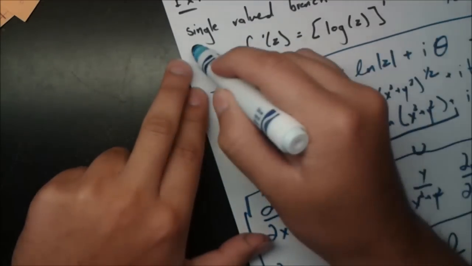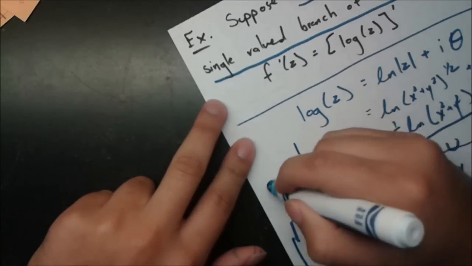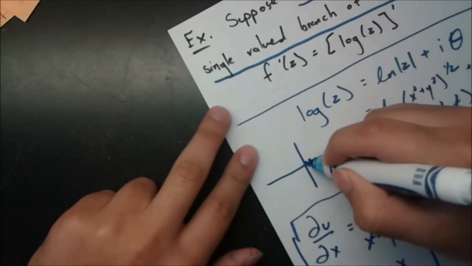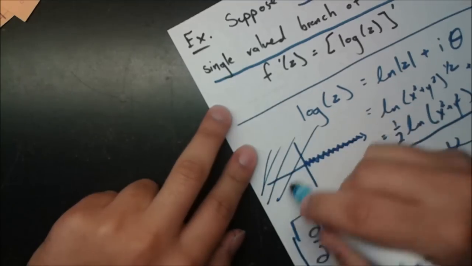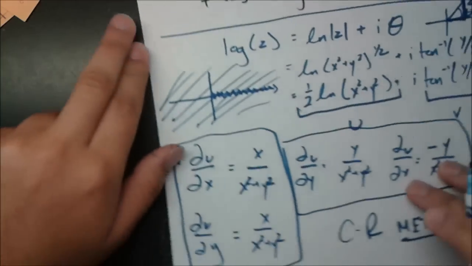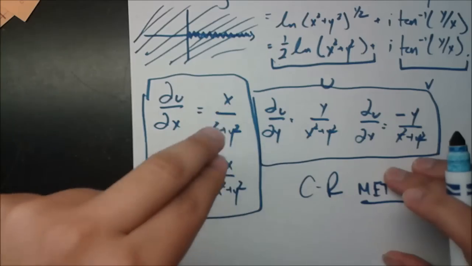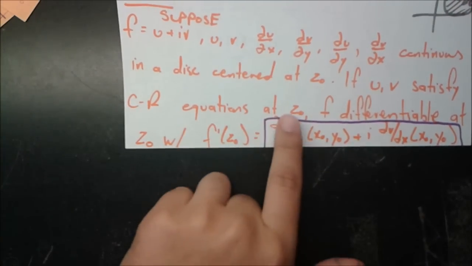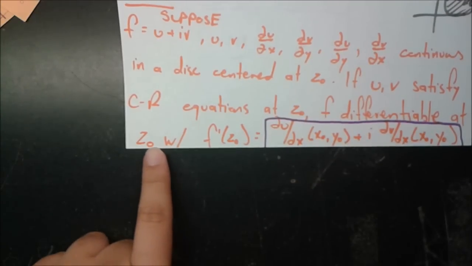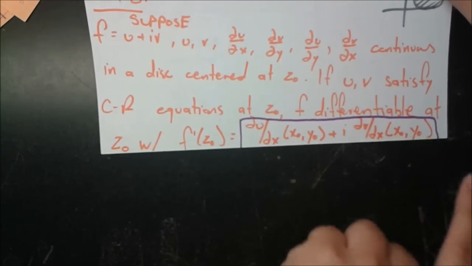The domain has a single valued branch of log z. And just a quick refresher, what does single valued branch domain mean? That means we take a domain with a ray from 0 to infinity deleted, and we just take the rest of the complex plane except that ray. Okay, so u is continuous, v is continuous, u plus iv is continuous. So the Cauchy-Riemann equations are also met. What does that mean? At z naught, f is differentiable at z naught with f prime of z naught equal to this. So we're good to go.